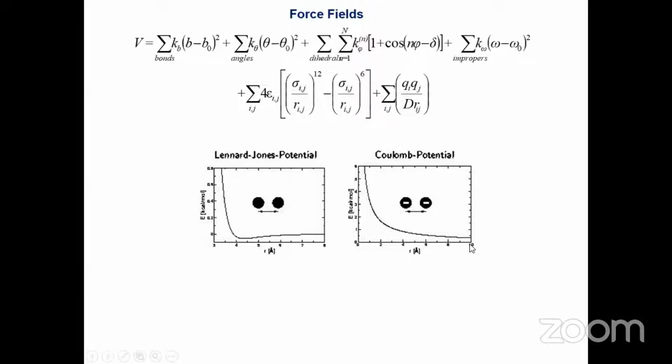After a switching distance, suppose 9 or 10 angstrom, this will be parameterized in such a way that at 12 angstrom, the interaction at and greater than 12 angstrom, the interaction between two pairs of atoms will be 0.